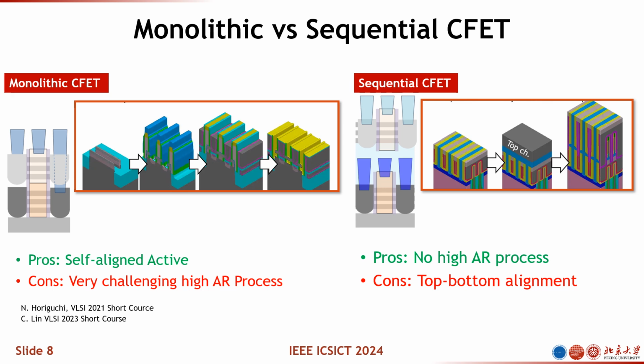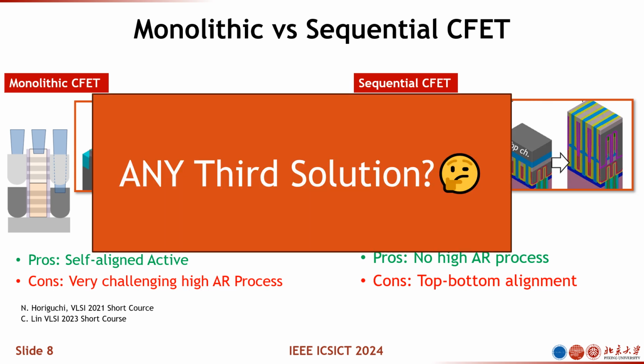The benefit of this one is there are no high aspect ratio processes, and it's very manufacturing friendly. But the con is you are relying on photolithography to align the top and bottom transistor. There will be a lot of overlay problems between the top and bottom transistor. So as you can see, the monolithic CFET and the sequential CFET, they all have their benefits, but they all have their own flaws. So we really need to think about, is there any other third solution? And today, I'm going to share the solution regarding this.